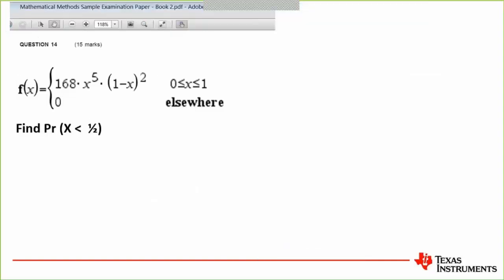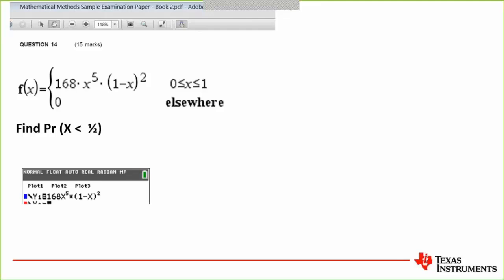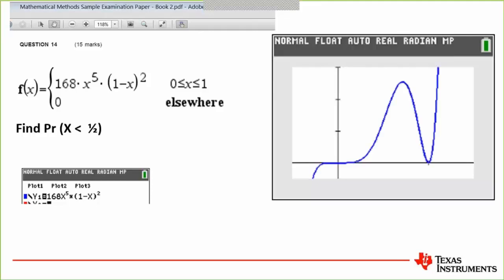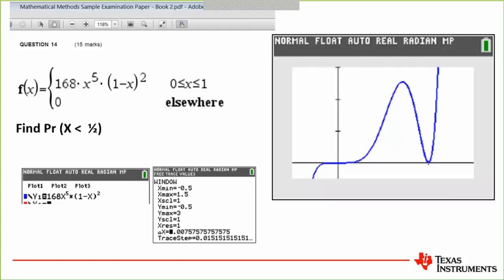Here's the one that you got a preview of before. You see the function setup. We've got a fairly high degree, 7th degree polynomial there. We want to know the probability that our value is less than 1/2. I've defined it in the function editor. I graphed it. It's all over the place. As I said, 7th degree polynomial. I messed for quite a while to get window settings that would work.